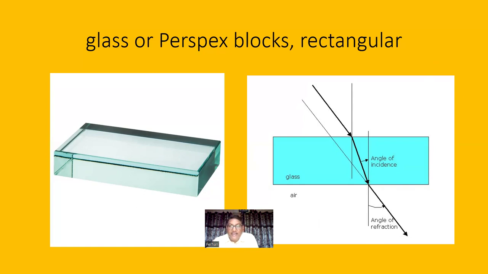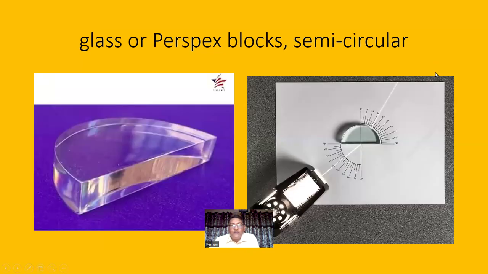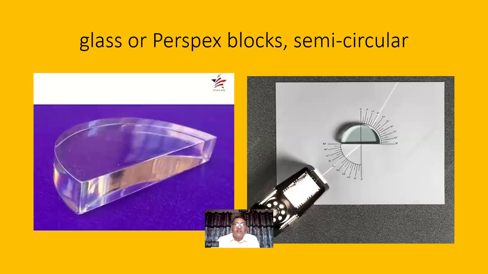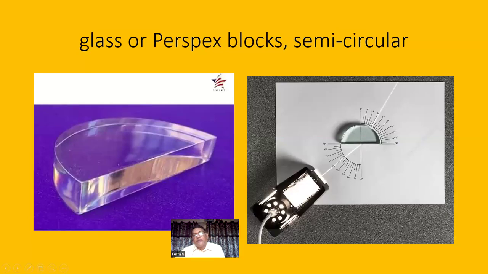And then here we go. This is very important. This is also a glass, but this is a semicircular glass block. You have read about them in your textbook, where you studied total internal reflection. I hope you remember that experiment.